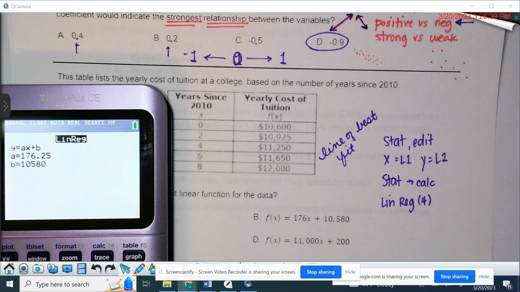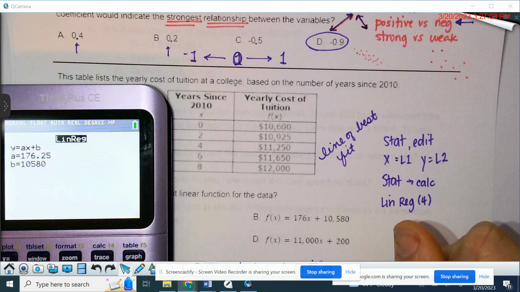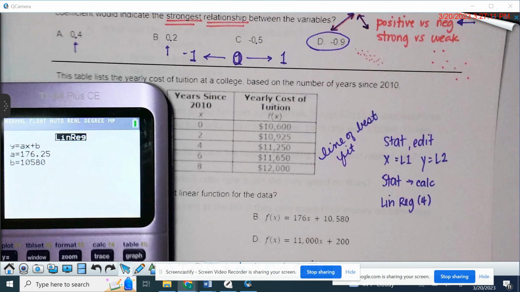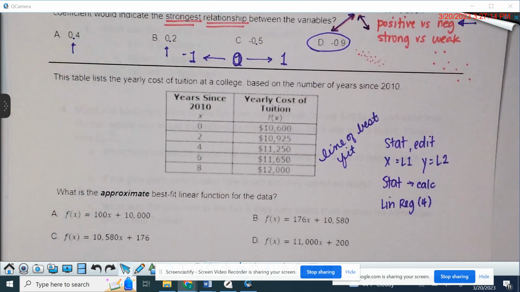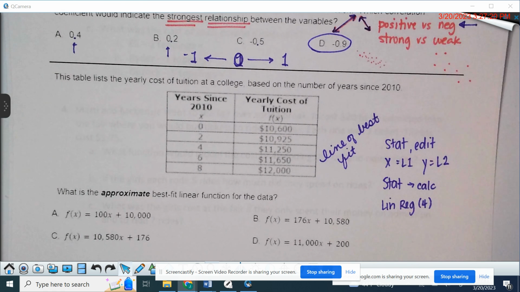This will answer our question for this question, but for your correlation, to decide if this is a good line or a bad line, you need to have R on. I will come back to that because if I start talking about it right now, I will lose it. But you do need to have that on if you have to discuss correlation. In this case, A is equal to 176.25. A is our slope, and then 10,580 is our y-intercept, and we have our line of best fit. So it says approximate, so don't panic if it doesn't match perfectly, but we want 176-ish in the front, so it has to be B.